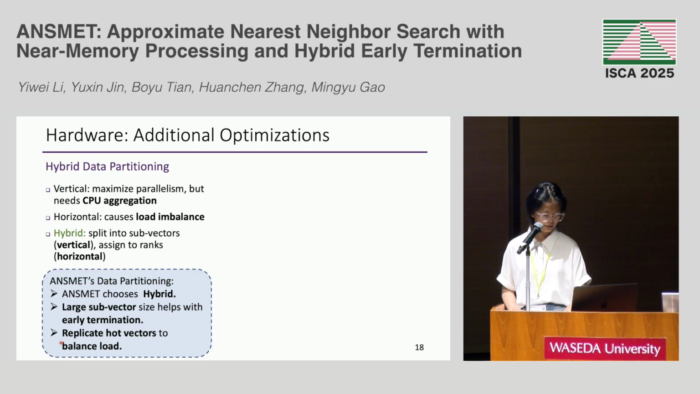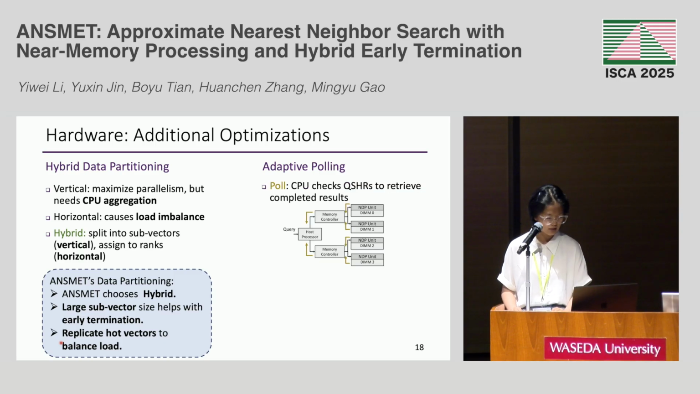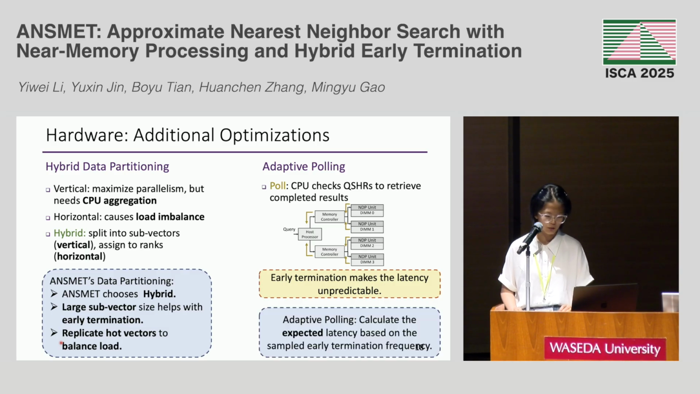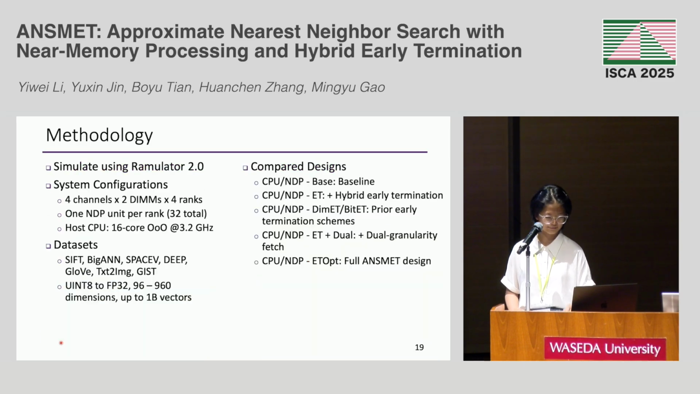Another design point here is adaptive polling. As we remember, polling is the action where the CPU checks the registers from NDPs to retrieve the results. But early termination makes the latency unpredictable. So adaptive polling is proposed to ask the CPU to calculate the expected latency based on sampled early termination frequency, improving the response efficiency.